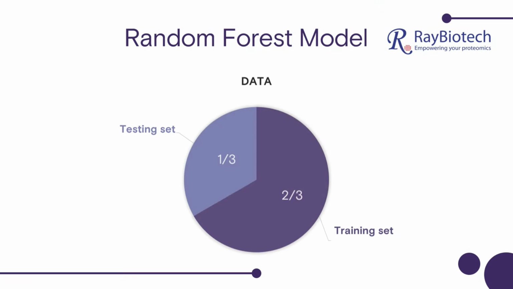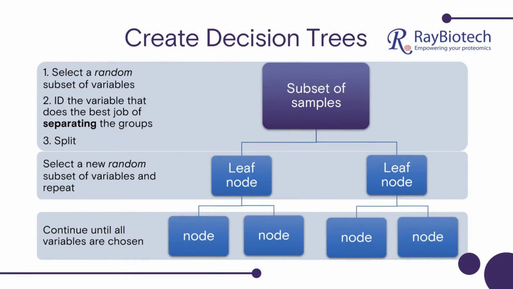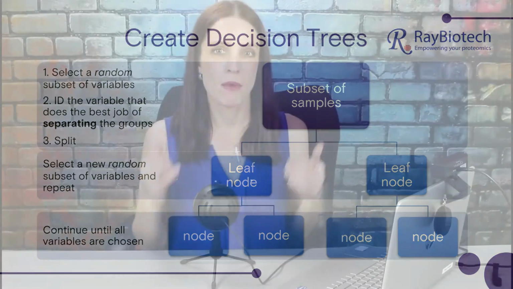Set aside 1/3 of the data. These samples will be used in step 7 for cross-validation. Next, create our decision trees using a subset of samples and variables at a time. The modeler determines the number of trees. Each tree will be created using a different random subset of data. The same sample can be chosen more than once to create one tree.